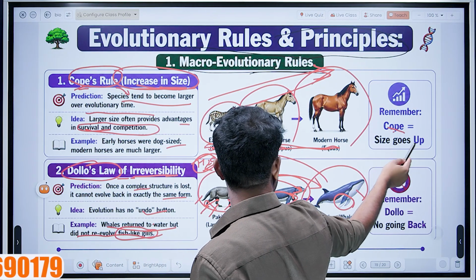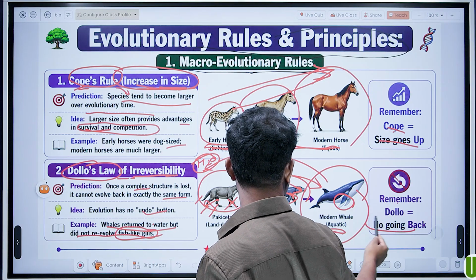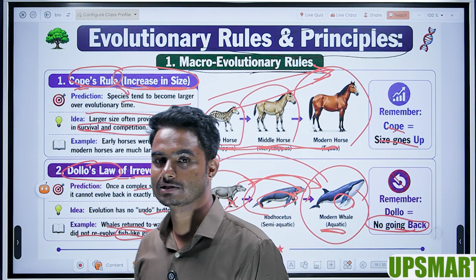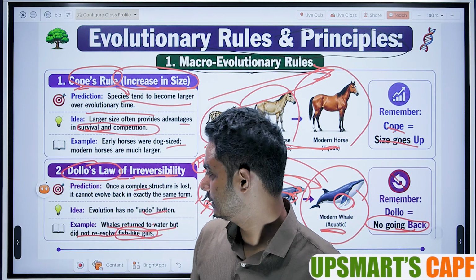Easy, right? Cope means size grows up. Dollo means no going back, no reversibility, irreversibility. That is Dollo. Easy, conceptual.